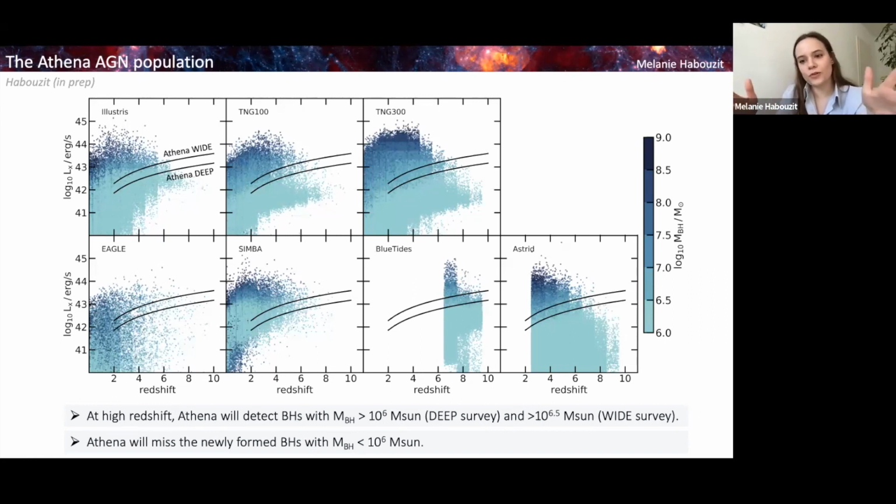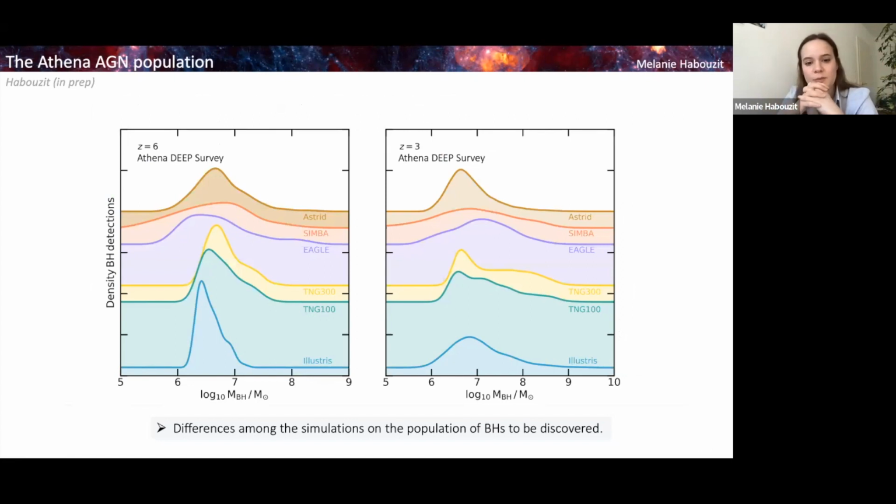When you stare a long time at this figure, you can also find discrepancies between the simulations. For example, in Illustris you have this cell here that is below the detection limit of Athena, but in a simulation like SIMBA, you see that the tail is actually within the detection region of Athena. So you find discrepancies between the simulations. To quantify this a little bit further, we can look at the black hole mass distribution.